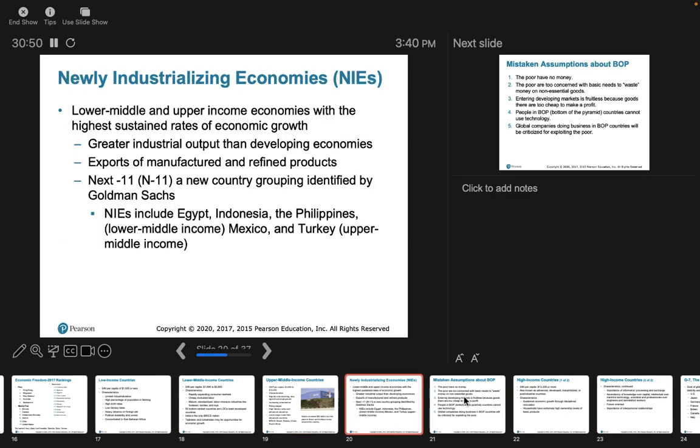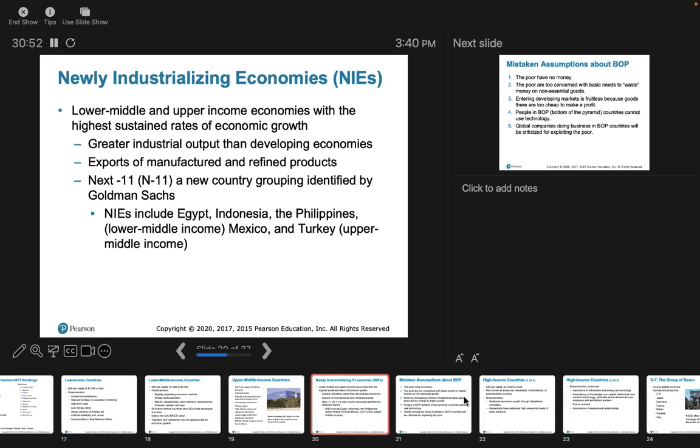Then we're going to look at the newly industrialized economies, the NIEs. They are lower, middle, and upper income economies with higher sustained rates of economic growth. They have greater industrial output than developing economies, and export manufactured and refined products. They are the N11, a new country grouping identified by Goldman Sachs. These countries are Egypt, Indonesia, Philippines, Mexico, and Turkey.